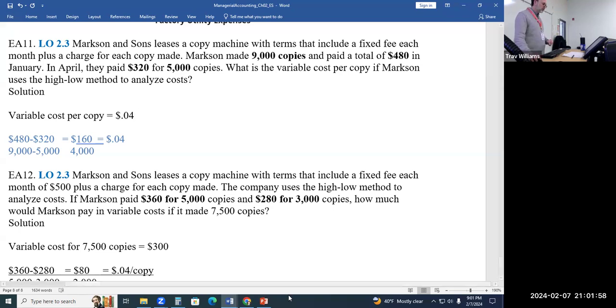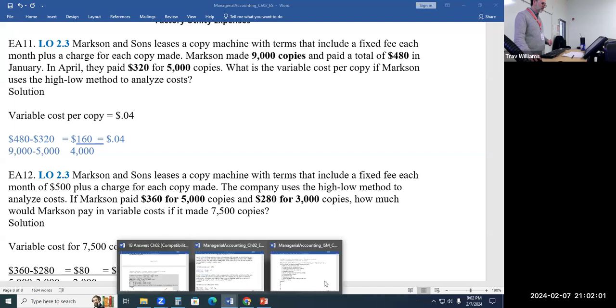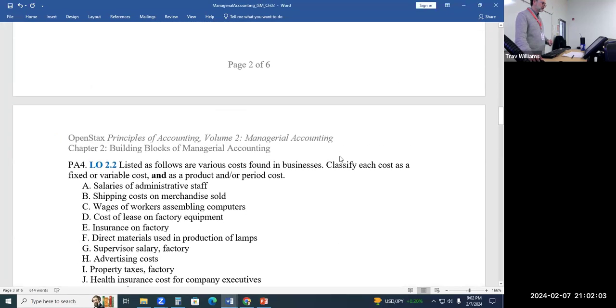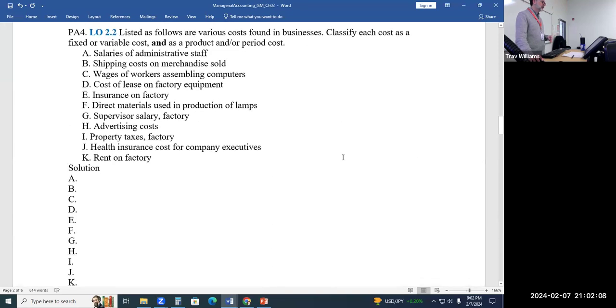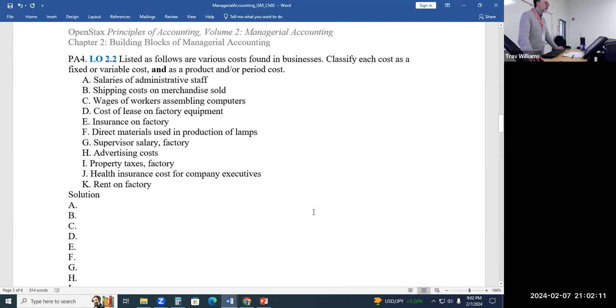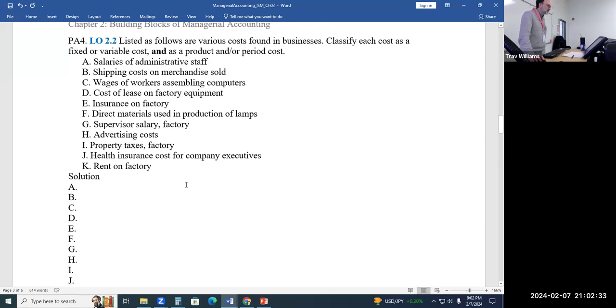Let's take a quick look at the problems. The first 3 problems in the problem set, you can handle. It's just making income statements from the data. Number 4, you're going to classify each cost as fixed or variable and product or period. We did this earlier, right, as an exercise. So this one's going to be pretty similar. Just do your best here. I think you basically get the concepts, and this will help test out and see how well you understand.